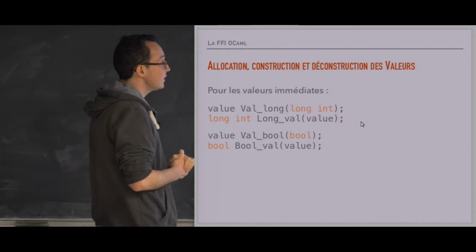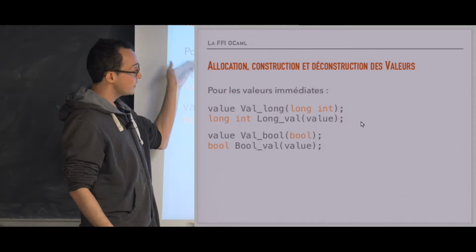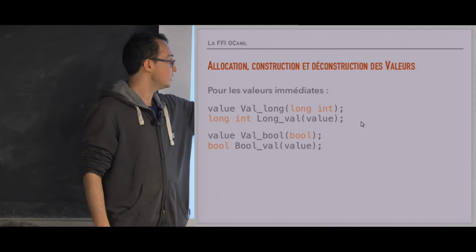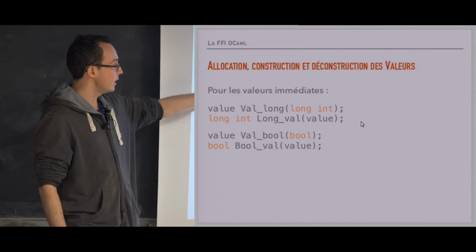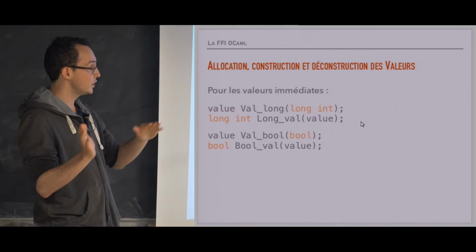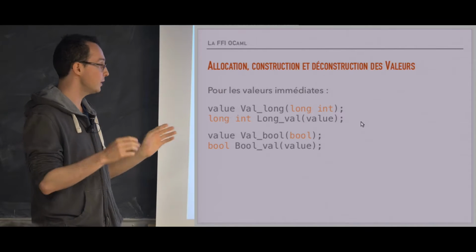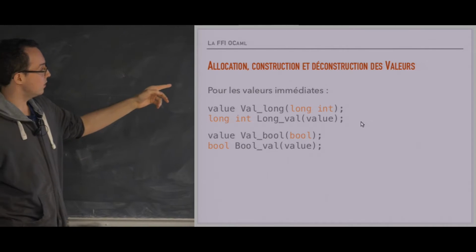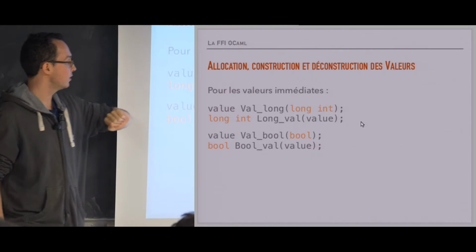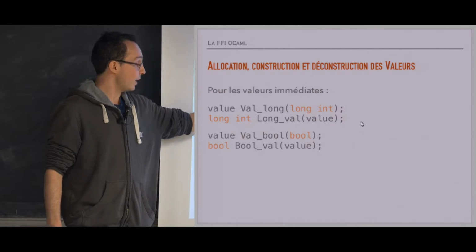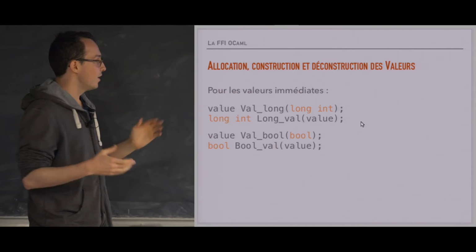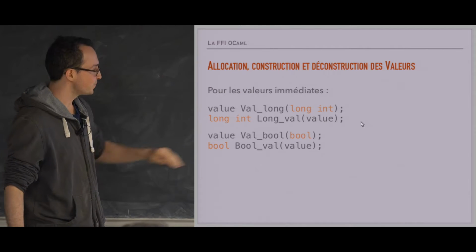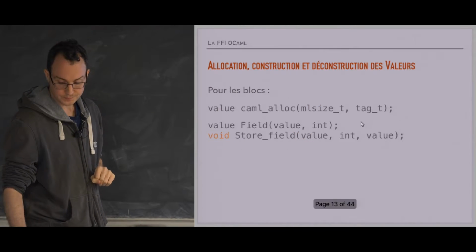And in the C FFI, this is reflected, for immediate values, by an API which looks like this. So we are turning a long integer from C into an OCaml value. Essentially, this will shift the integer by 1 bit and set the least significant bit to 1. And in the other direction, this will just shift right to reconstruct the original integer, with the most significant bit lost. And for Boolean values, you have a similar function.